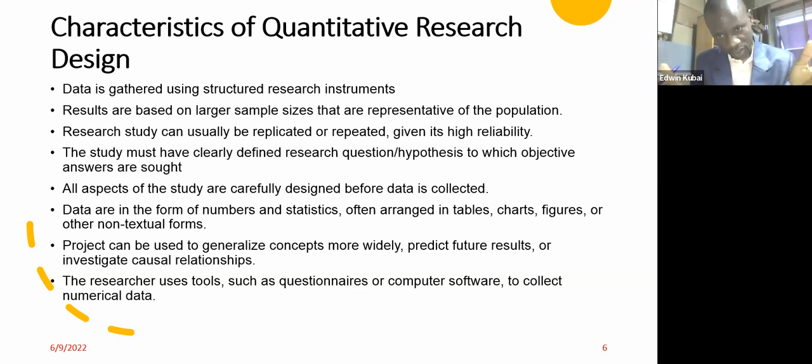And the previous speaker has talked about how all these tables and charts are found in SPSS. Once you go to SPSS, you can generate a table, you can generate a chart, you can come up with figures that can support your research findings. The project can be used to generalize the concept widely and predict future results, and to investigate the causal relationship between the variables under investigation. The researcher uses tools such as questionnaires or computer software to collect what you call numerical data.